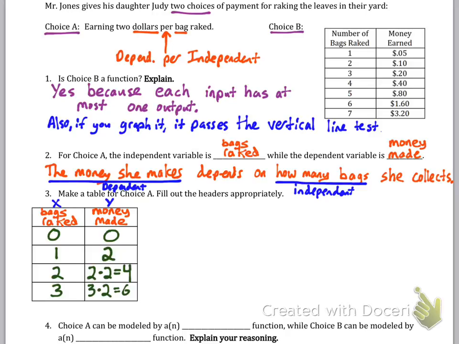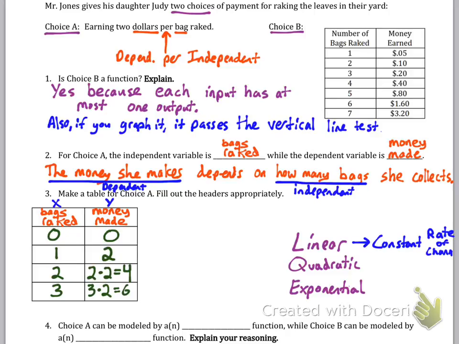So, what kind of functions are these? Choice A can be modeled by, well, we have 3 options: linear, quadratic, and exponential. One way to do this is to graph them and look at the shape of the graph, though we have 2 tables right here in front of us, so I'm going to show you how to do this using a table.